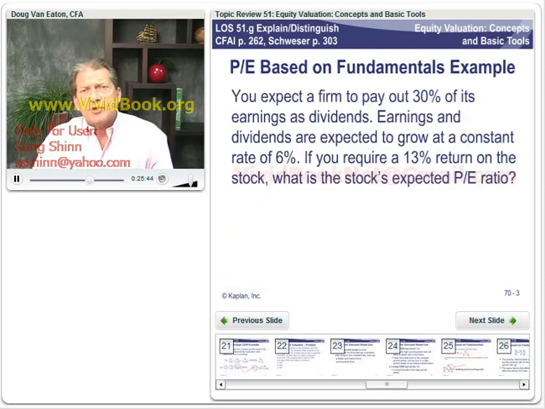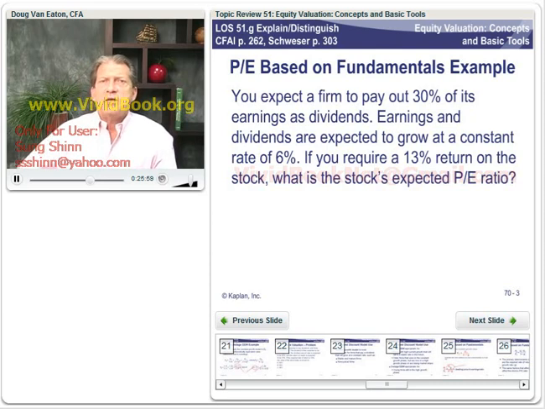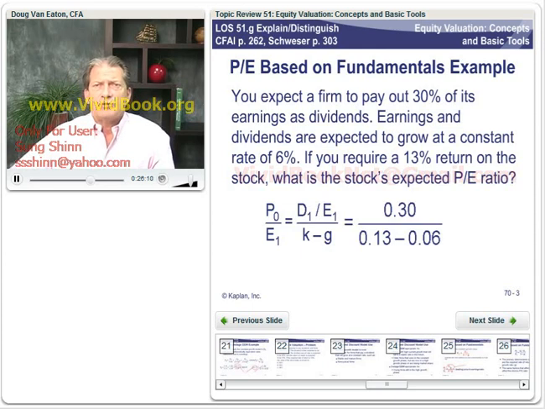Let's take a look at another example here. You expect a firm to pay out 30% of its earnings as dividends. Earnings and dividends are expected to grow at a constant rate of 6%, and you require a 13% return on the stock. What's the stock's expected PE ratio? Well, we can calculate that. We know we need the dividend payout ratio in the numerator, and that dividend payout ratio is 30%. Here's our required rate of return. Here's our expected constant growth rate of dividends, and that calculation results in our PE ratio of 4.3.